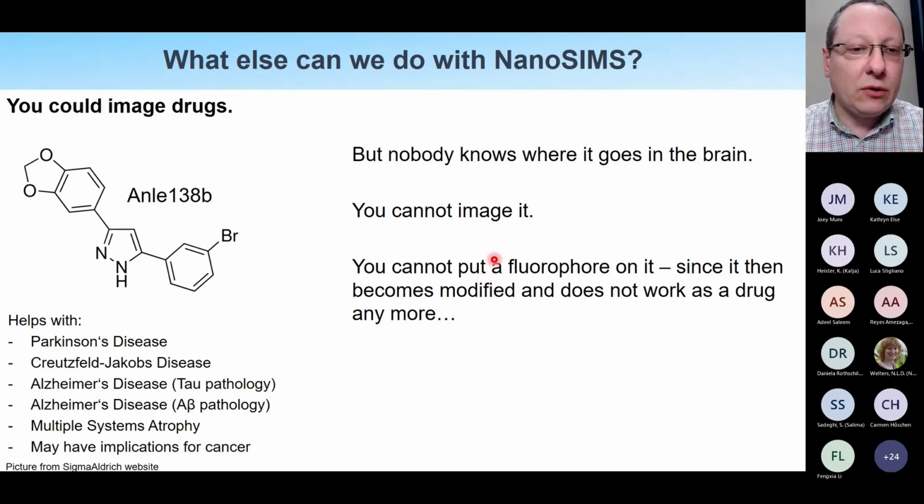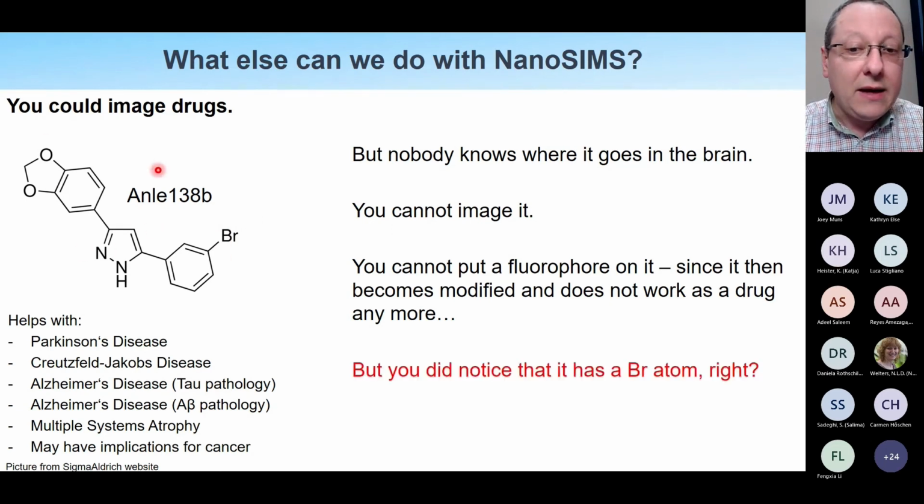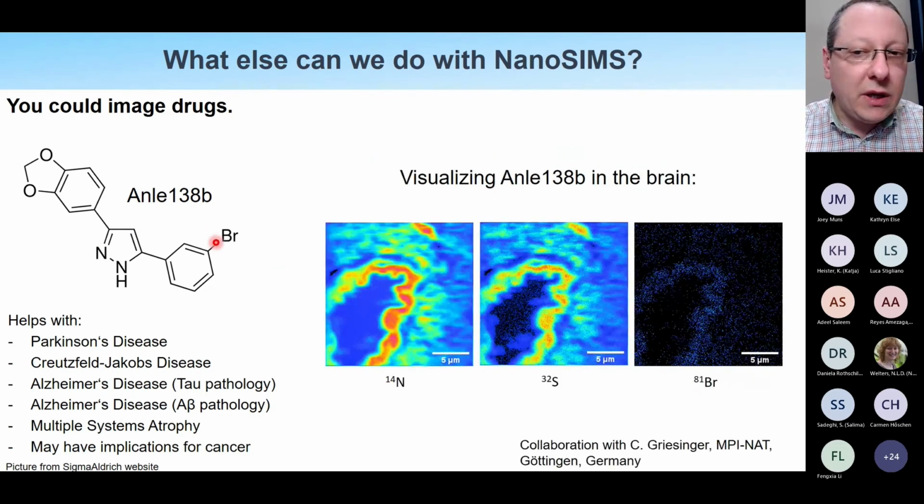You can't put a fluorophore on it because you see how small this molecule is. If you put a fluorophore on it, it's not really ANLE anymore. It works, God knows what it's going to do, because it's definitely not going to be ANLE anymore. But you did notice it has a bromine. So if it has a bromine, you must be able to image it. And that's what you can do.